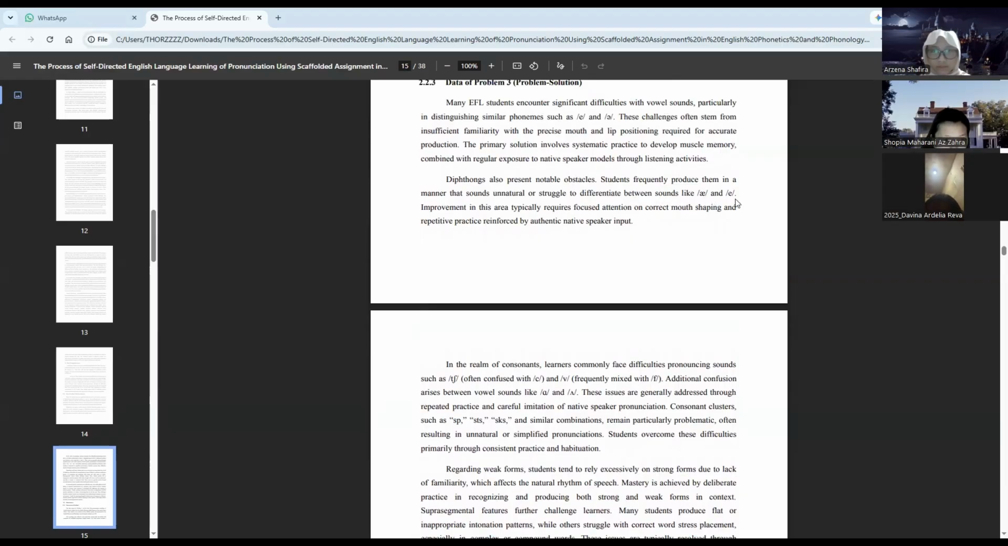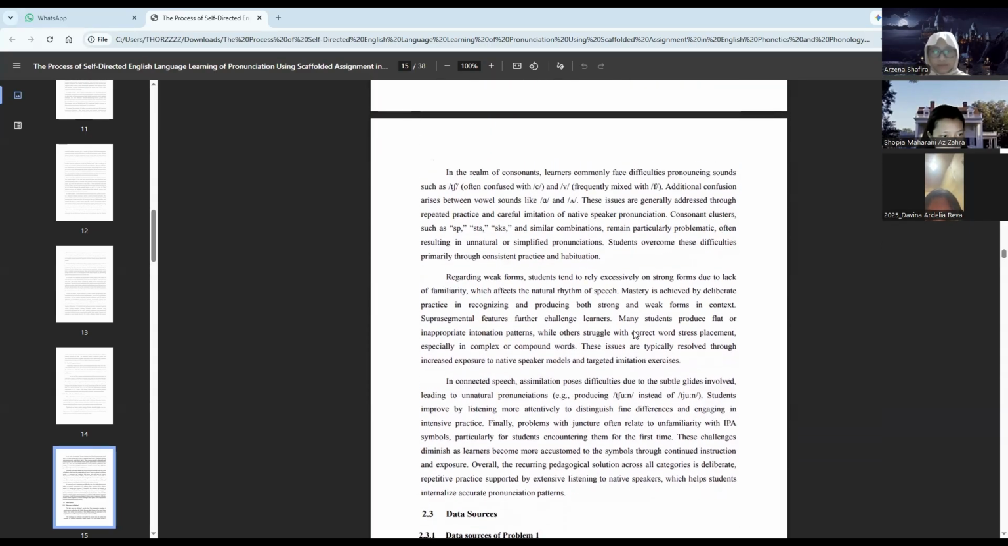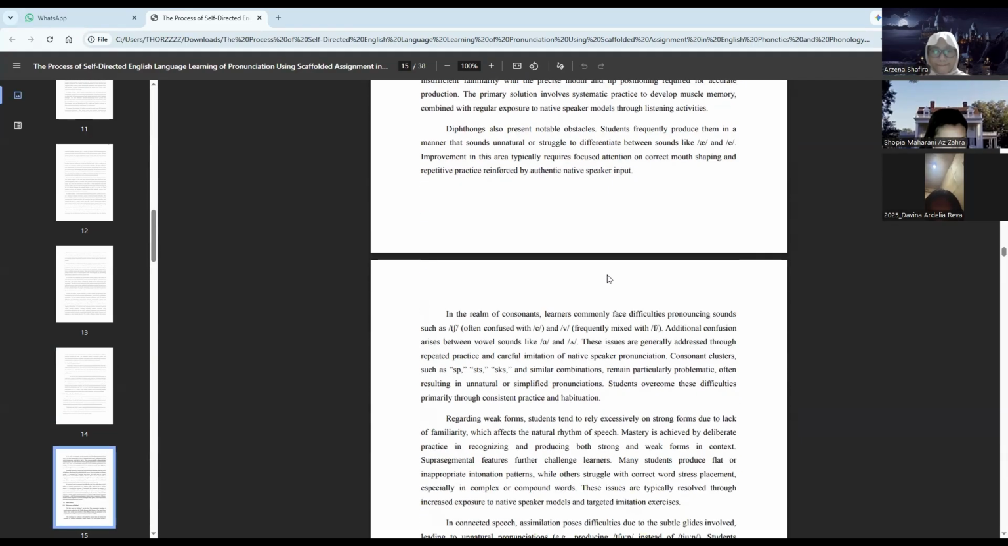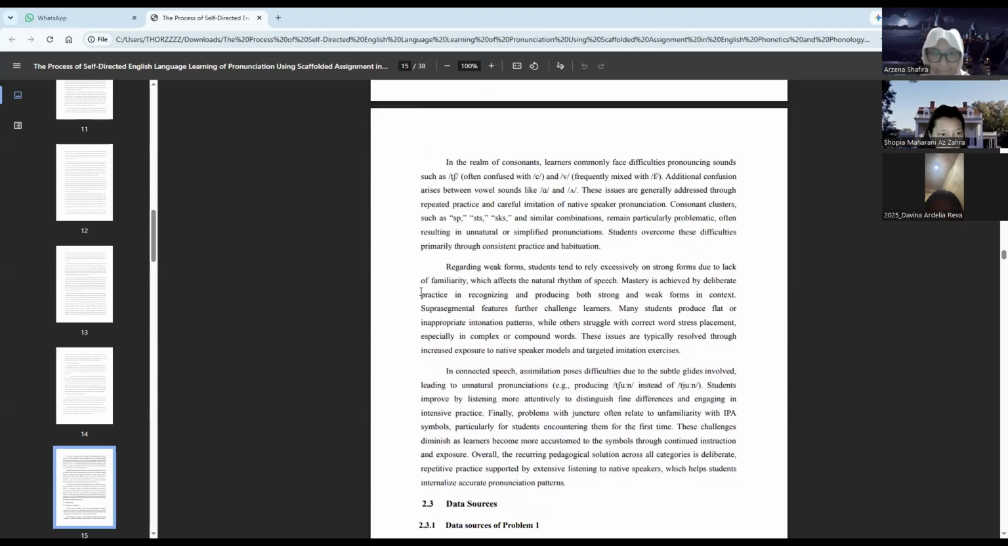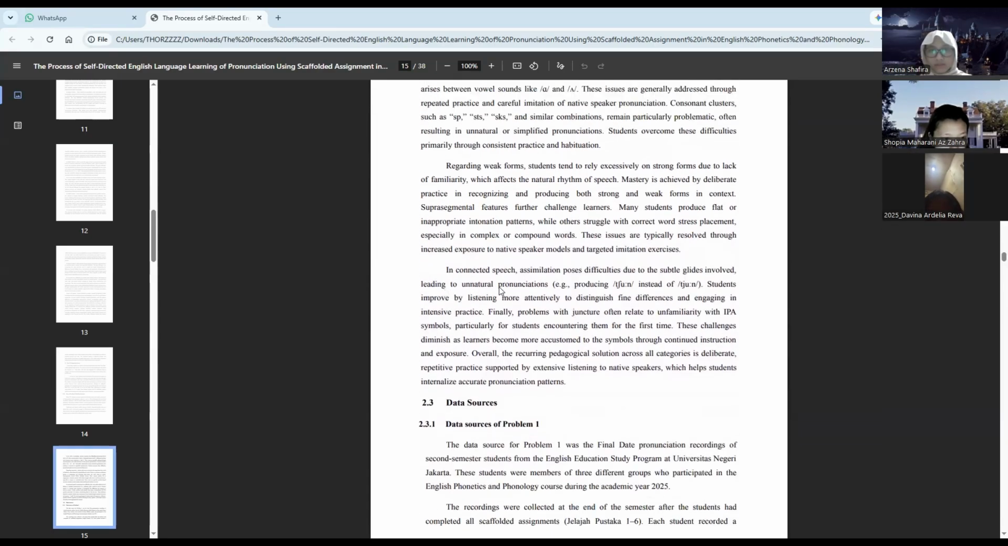So we can also see that on diphthongs, students frequently produce them in a manner that sounds unnatural or struggle to differentiate between similar sounds. And then we can also see that with weak forms, students tend to rely excessively on strong forms due to lack of familiarity, which affects the natural rhythm of speech. Assimilation causes difficulty due to subtle changes involved, leading to unnatural pronunciation, producing "Jew" instead of "chun." Students improve by listening more attentively to distinguish differences and engaging in intensive practice.